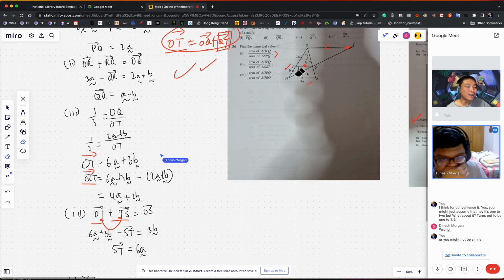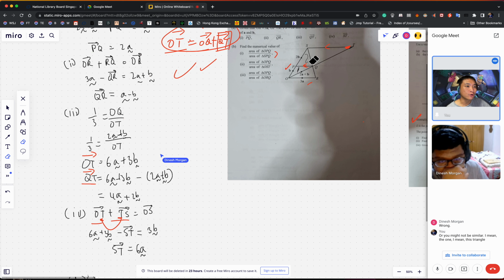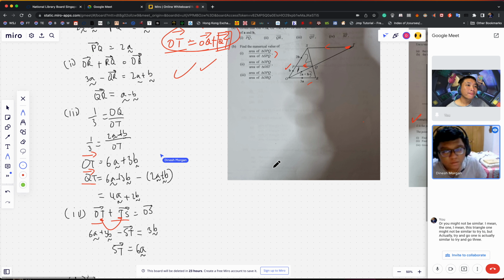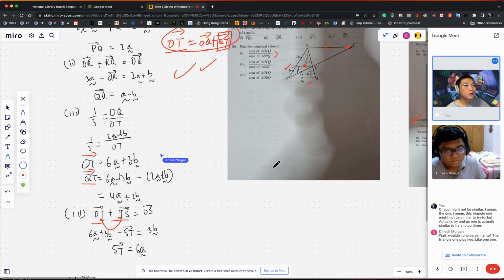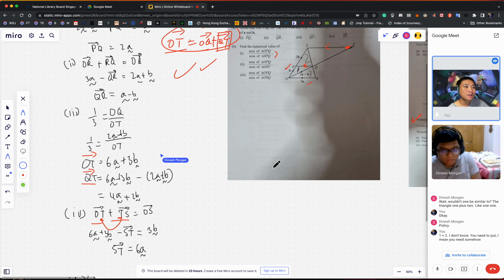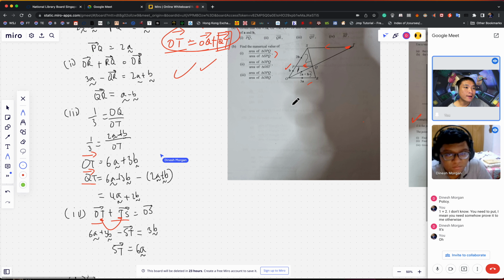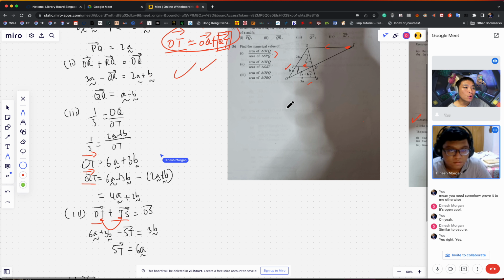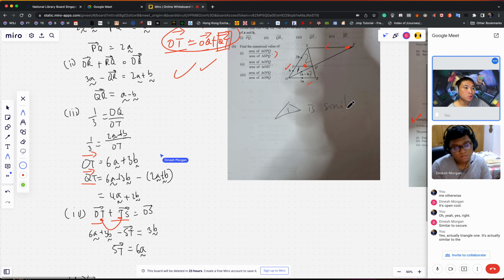I mean, this triangle 1 might not be similar to triangle 2, but actually triangle 1 is similar to triangle 3. Wait, wouldn't 1 be similar to the triangle 1 plus 2? I don't know. You need to somehow prove it to me. Oh yes, OPQ is similar to OSQ. Actually, triangle 1 is similar to the triangle 1 plus 2. You're right.